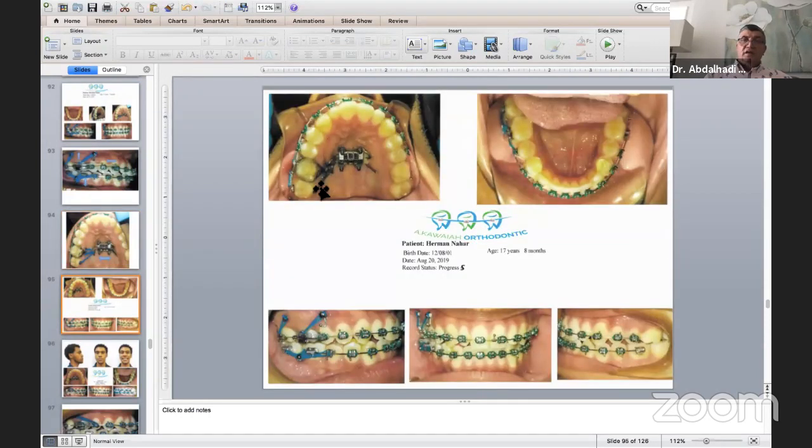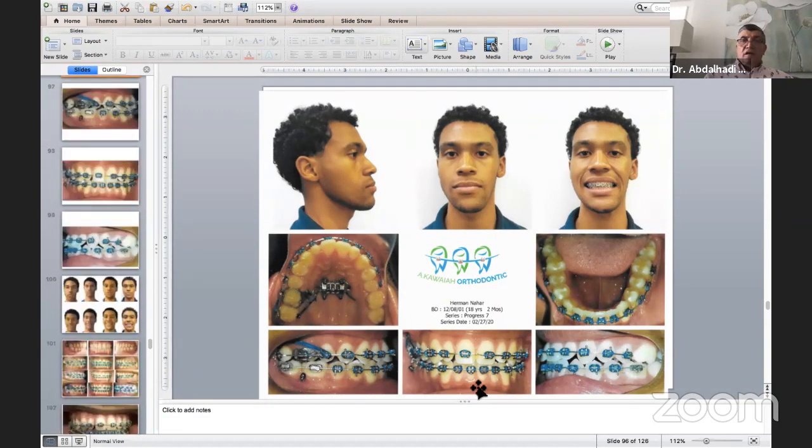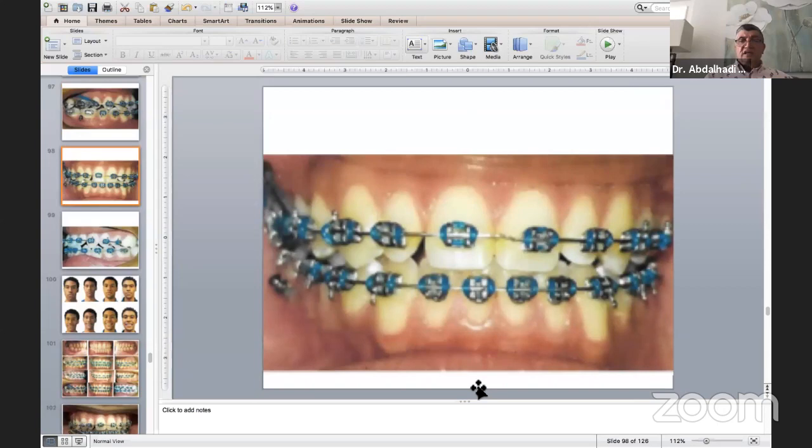Here is August. So 1 month after, we continue aligning these teeth and intruding and keep the intrusion. So here we are in December. You see his face is starting to get better. The teeth are aligned and I am at the midline. I can show you the profile, the occlusion. Do you see the midline is now in the middle exactly?